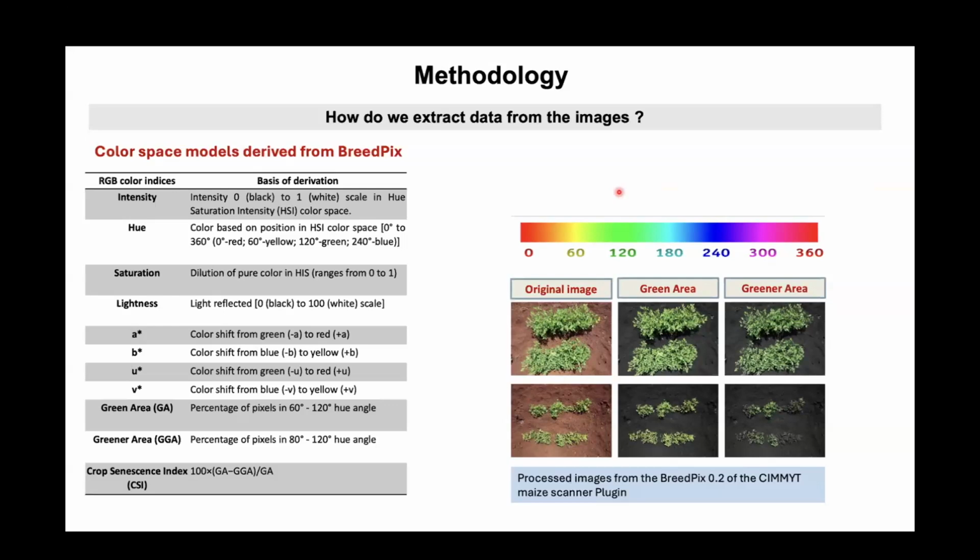Since leaf spot affects the coloring of the plant, we thought it wise to use color space models, which also show the color of the plant in the long run. Right here we have images from BreedPix before processing and after processing. This is the green area and this is the greener area.